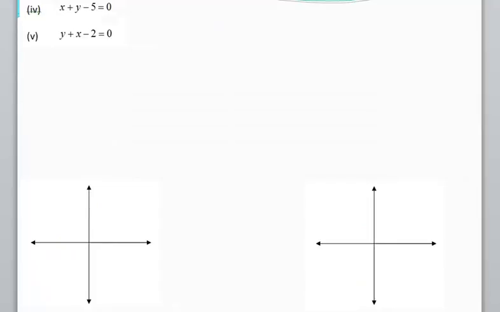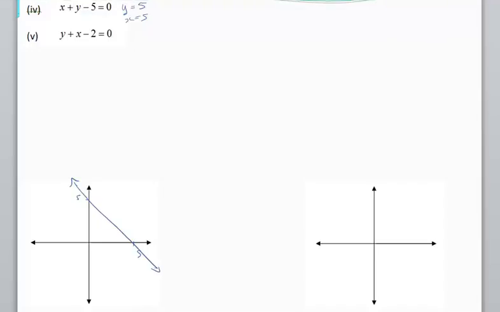So x plus y minus 5 is equal to 0. Here when x is equal to 0, y is equal to 5. When y is equal to 0, x is equal to 5. So here we've got 5 and 5, and we draw our line in.